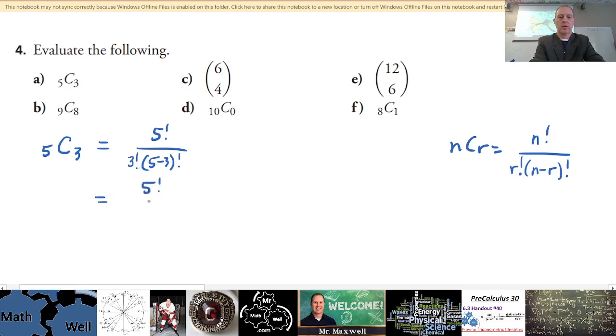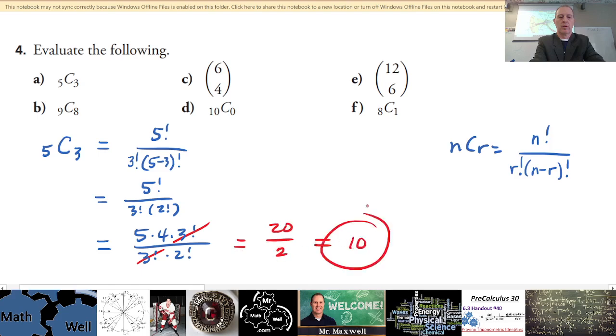If you're showing your work here, you could just pump this into your calculator, it's no problem. This really is 5 factorial over 3 factorial times 2 factorial, right? Or you could realize this as 5 times 4 times 3 factorial divided by 3 factorial times 2 factorial. You can then see that the 3 factorial goes away, and you have 5 times 4 is 20 over 2 times 1 is 2. So this should be 10. Do you get that for an answer? For A? Everybody got 10 there?